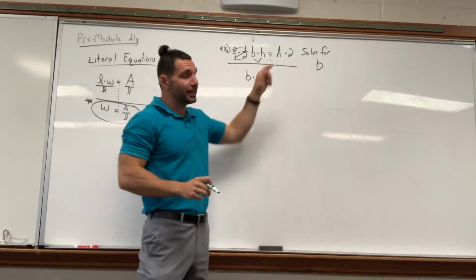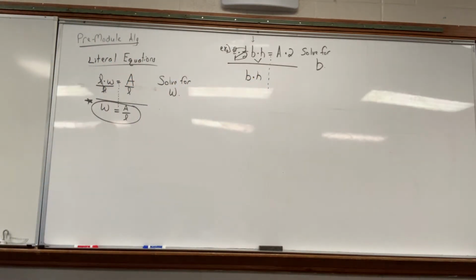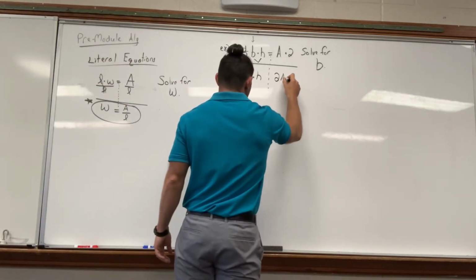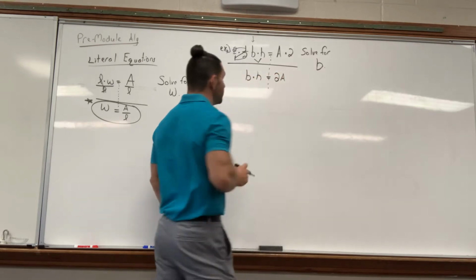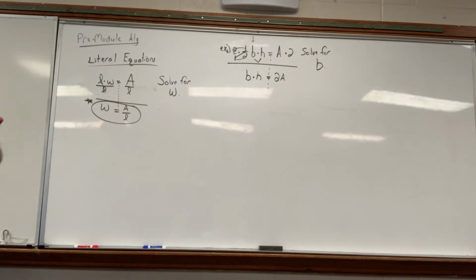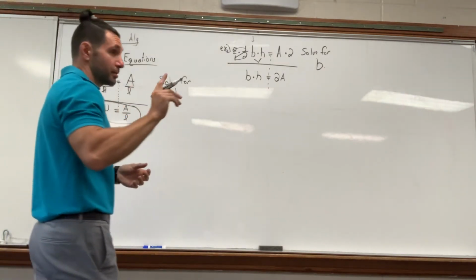How should I write A times 2? Well, when we're talking about numbers and variables, we always want that coefficient out front. So now I have 2A. So I have B times H equals 2A. And again, all of these variables represent something. In this case, it's area, height, and base.